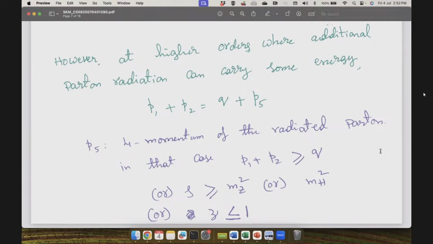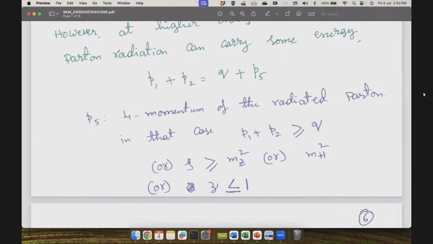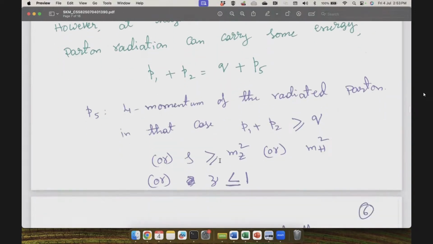In that case, certainly you cannot have P1 plus P2 equal to exactly Q. P1 plus P2 is greater than or equal to Q, which means that when you square it, s definitely has to be greater than or equal to mZ². Equal to 1 is also possible because the additional radiated parton can have zero energy. Like a gluon can have almost negligible energy but can still be radiated. In that sense the greater than or equal to is coming. Whereas if the radiated parton has a large energy, s is definitely greater than 1.